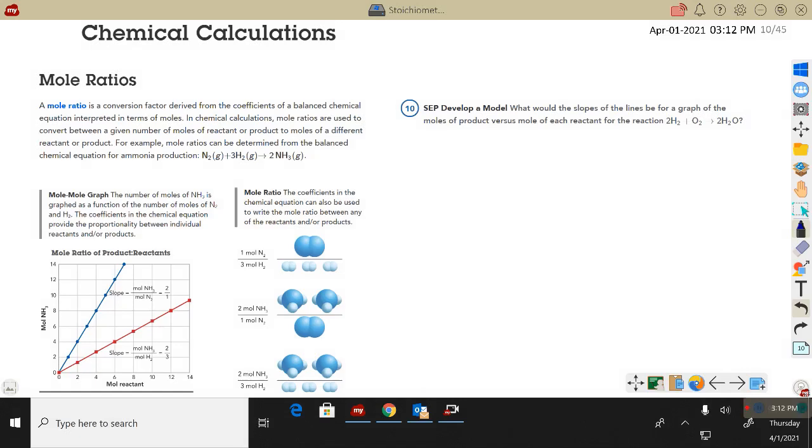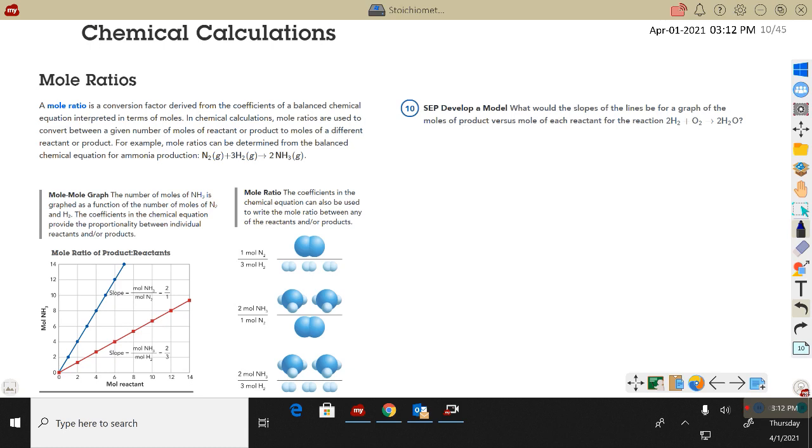So in stoichiometry, we are obsessed with mole ratios. How do we find mole ratios? We just look at a balanced equation. It's going to be the coefficients from the balanced equation, where in the previous unit we just kind of read it as 1 molecule of nitrogen, 3 molecules of hydrogen, forming 2 molecules of NH3, ammonia.